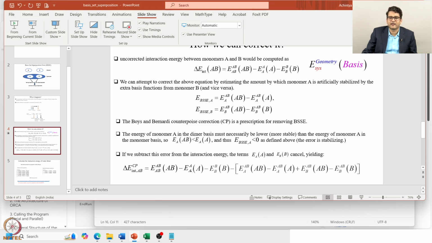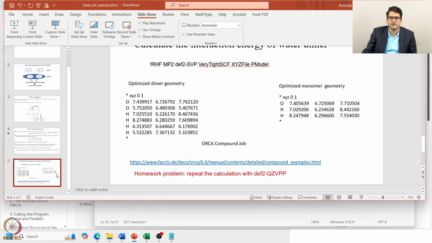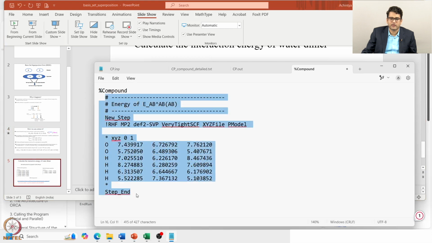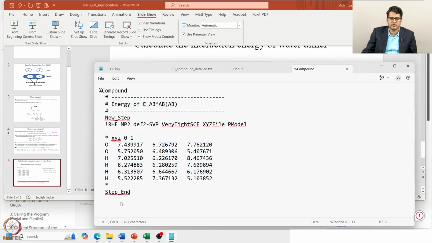The advantage is that here my system is a monomer, so both the monomers will have the same optimized geometry. So I can do this calculation only once. If your A and B are different, then you have to do this calculation twice. So I can just copy all of it.